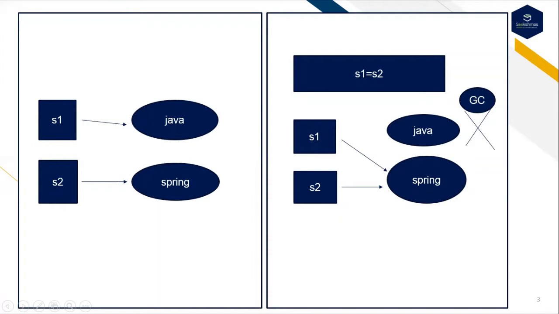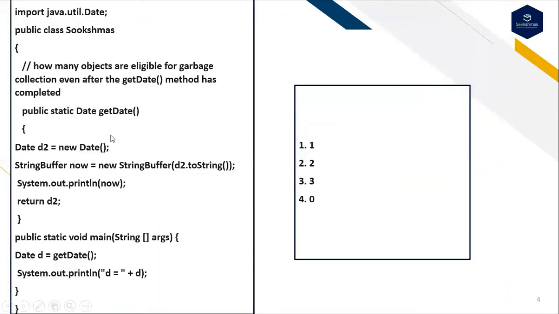We'll go for the second question. The second question also belongs to garbage collection. And this is the question: how many objects are eligible for garbage collection even after the static method called getDate has completed? Now these are some of the options: 1, 2, 3 objects, and the fourth one is 0. Execution of the program begins from the main method.